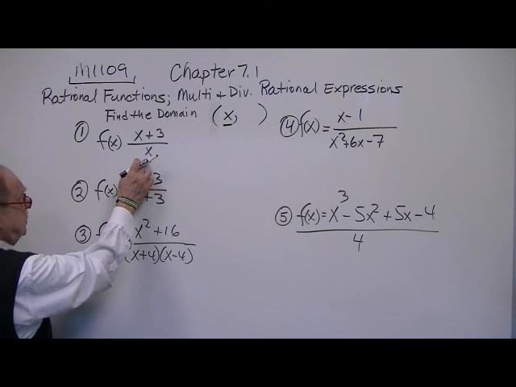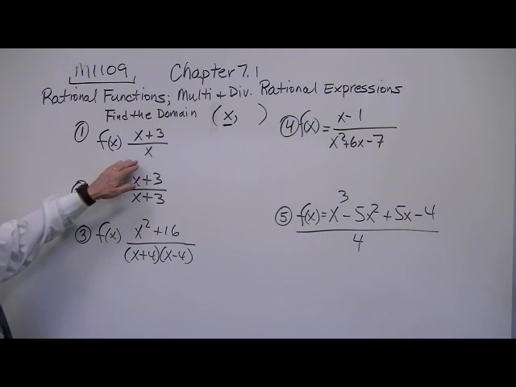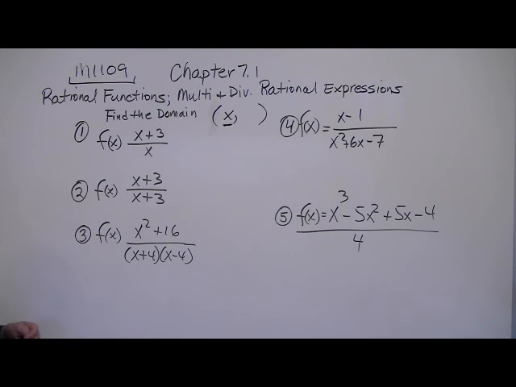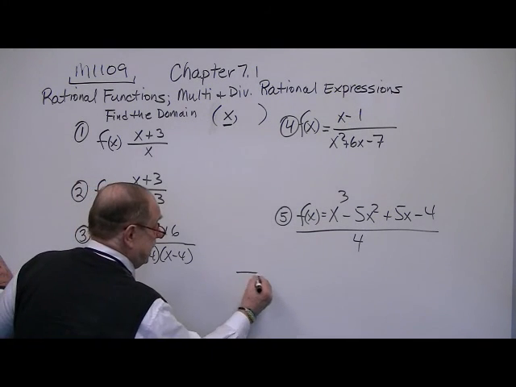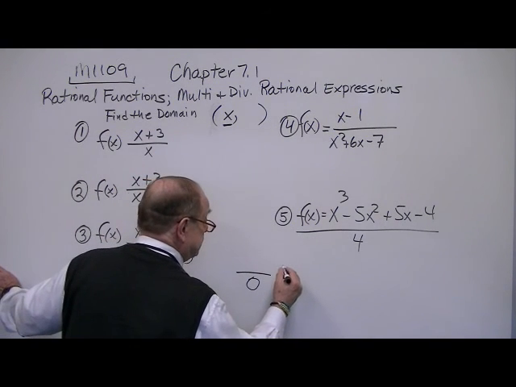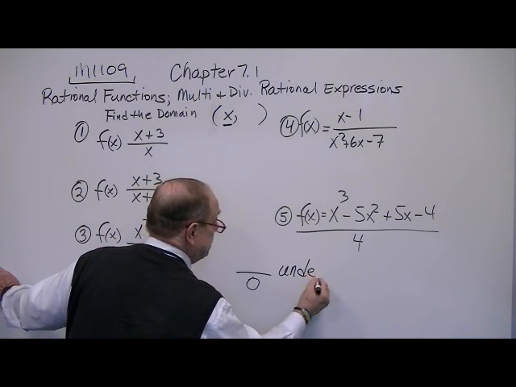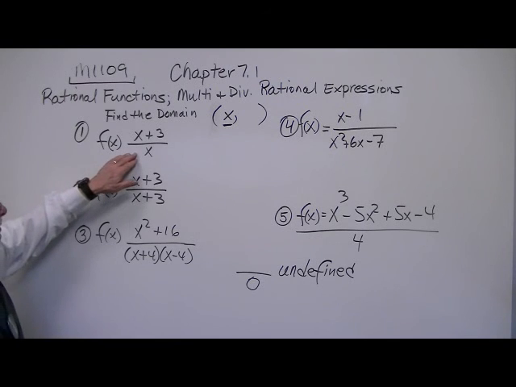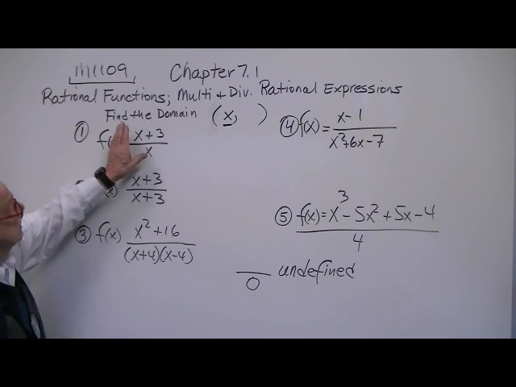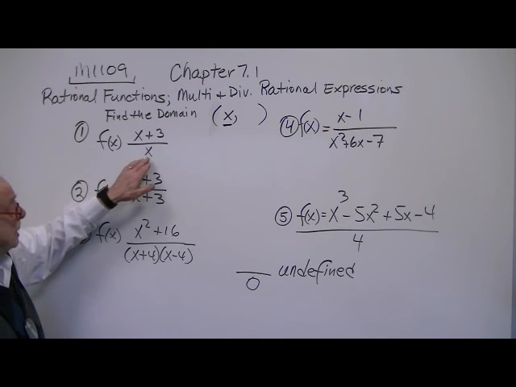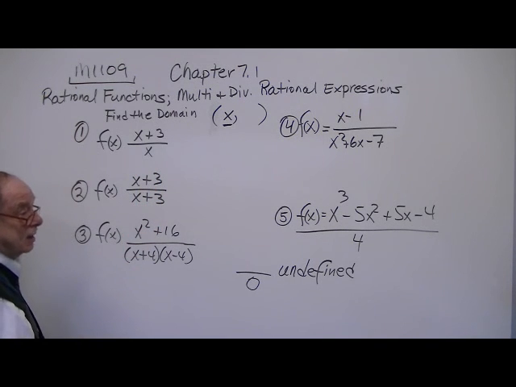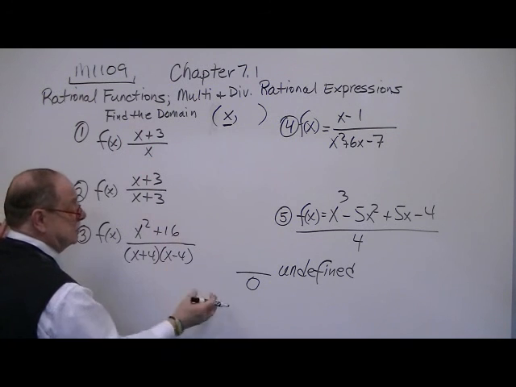As we look at this first one, we're wondering what value of x would make this denominator a 0. Because, as you recall, anything divided by 0 is undefined. So we're looking for values of x that would make this expression undefined. That is, what value of x would make this denominator a 0? Well, if x were 0 itself, then it would make this expression undefined.